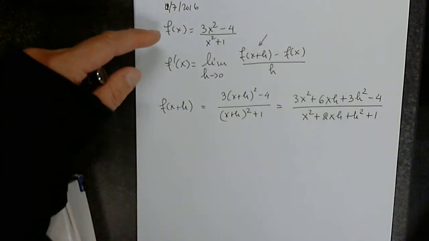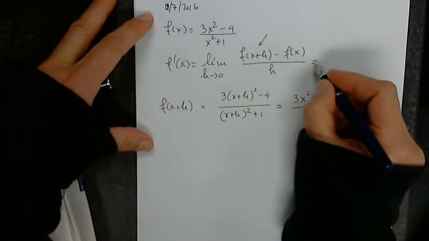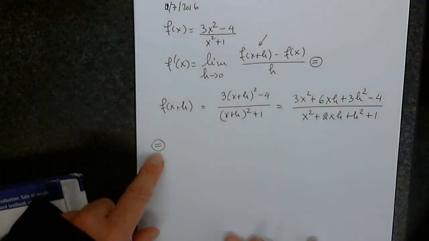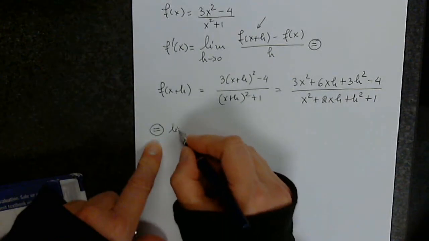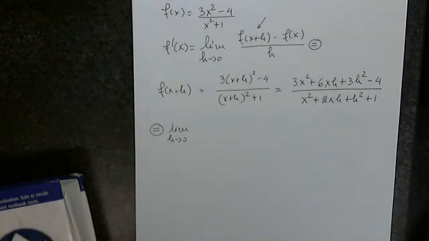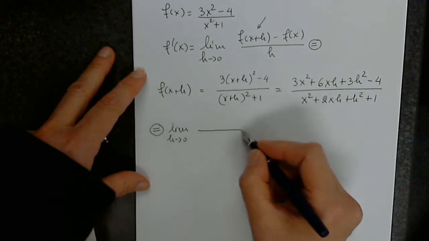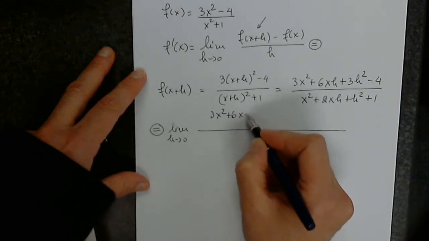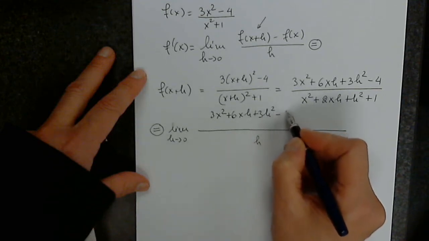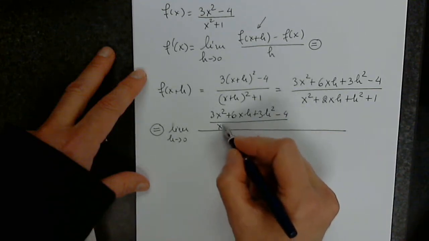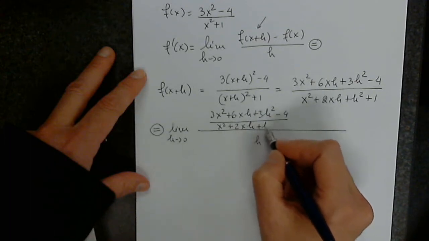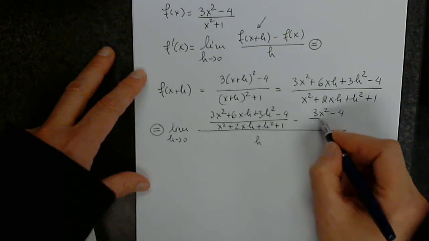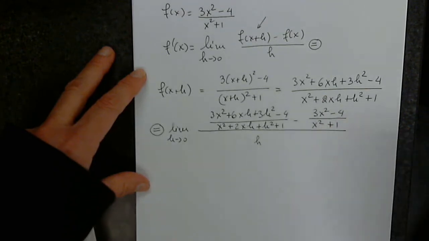Okay, so now I'll put it in. Because I'm lazy, I'm going to do this. So you know this continues here. So limit as h approaches 0. And now 3x squared plus 6xh plus 3h squared minus 4 divided by x squared plus 2xh plus h squared plus 1 minus 3x squared minus 4 over x squared plus 1.